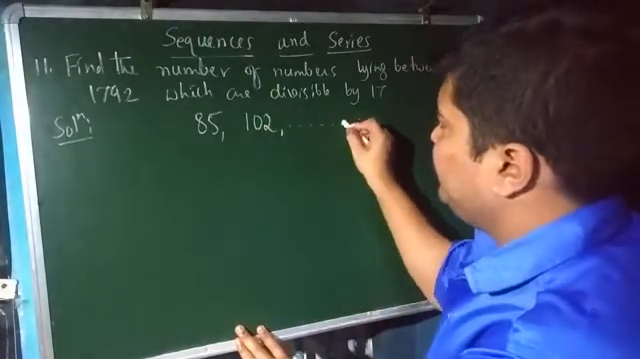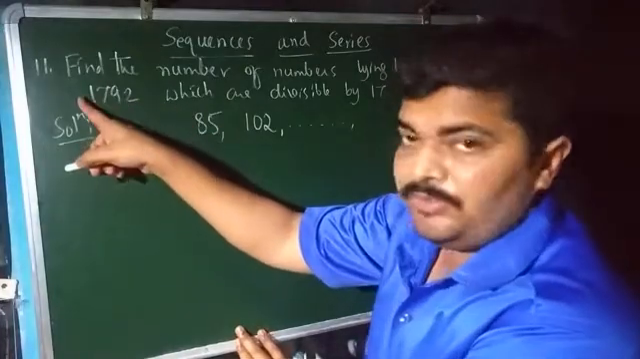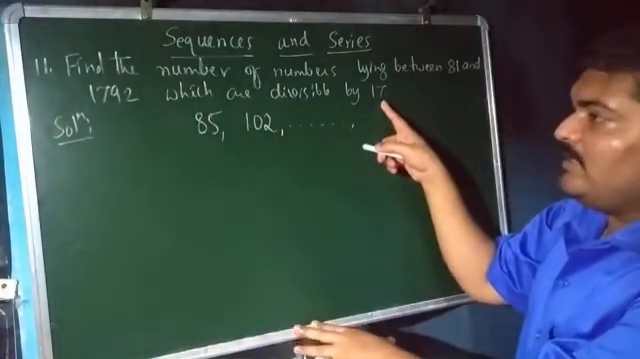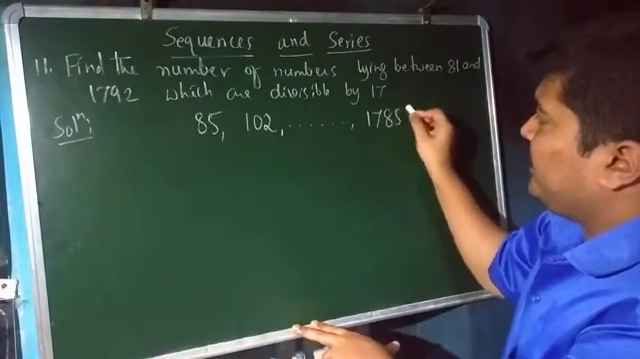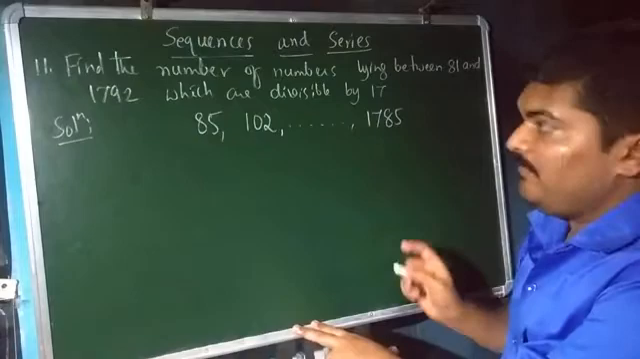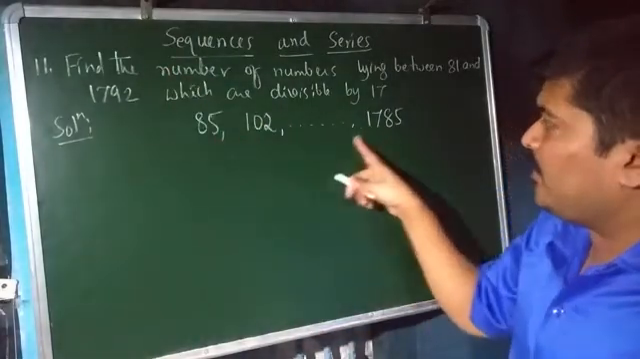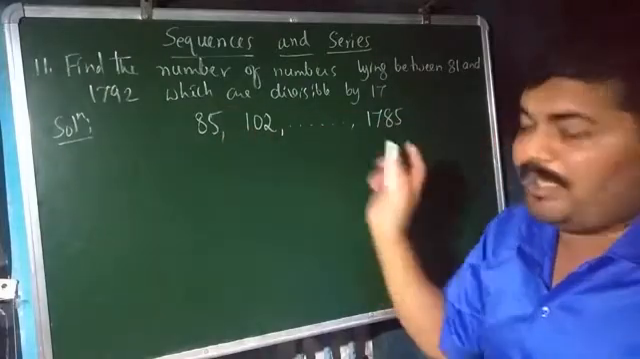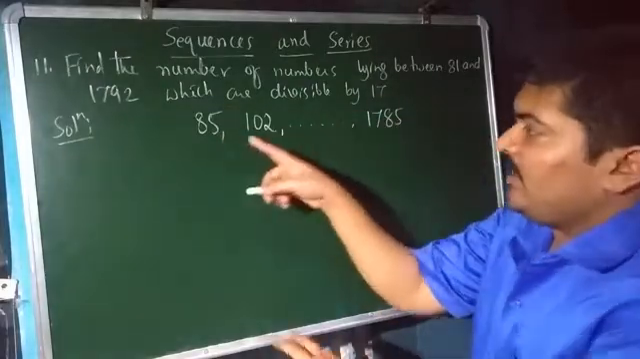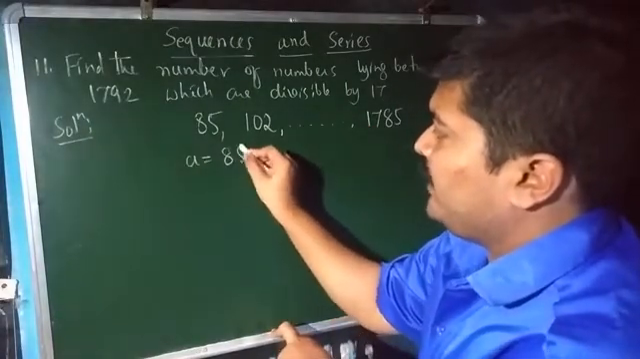And if you continue this pattern, the number just previous to 1792 and divisible by 17 is 1785, that is 1785. Here your task is to find the exact number of terms present between these two extremities. Here the first term is exactly 85, isn't it?